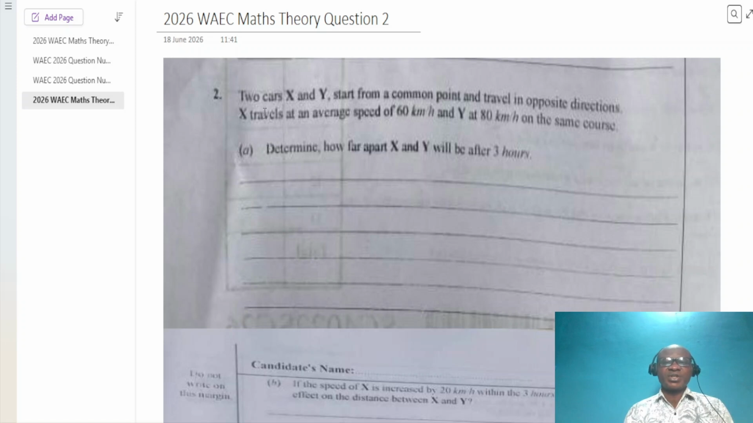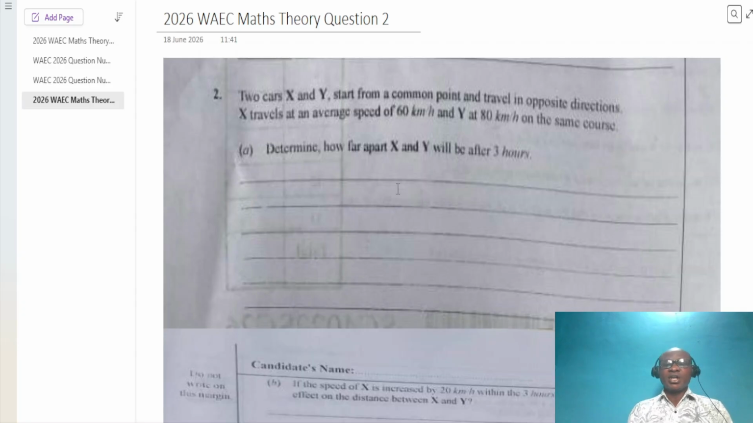WAEC theory question 2. Two cars, X and Y, start from a common point and they travel in opposite directions. X travels at an average speed of 60 km per hour and Y at 80 km per hour on the same course. Question A. Determine how far apart X and Y will be after 3 hours.